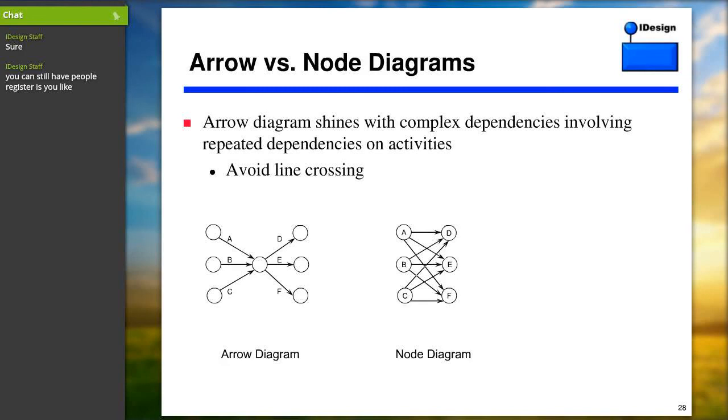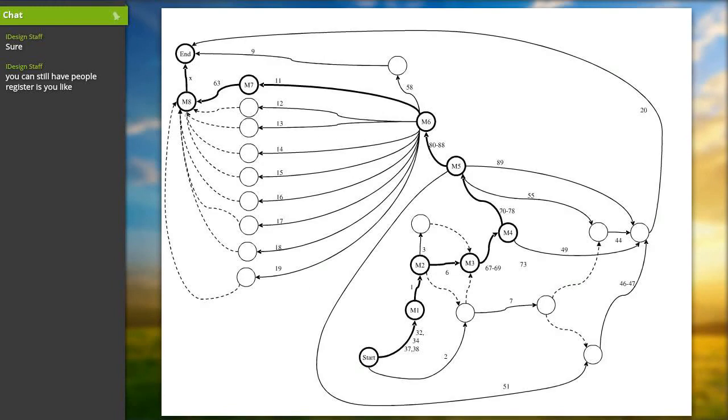It's impossible to understand what is going on. Arrow diagram just makes all that clutter go away. So even though node diagrams are more intuitive, even though the tools all use node diagrams, I strongly recommend using arrow diagrams. So here's a fairly complex project I worked on last year. This one has about 100 activities. This one is in an arrow diagram, not in a node diagram. You can see in bold the critical paths of this network.